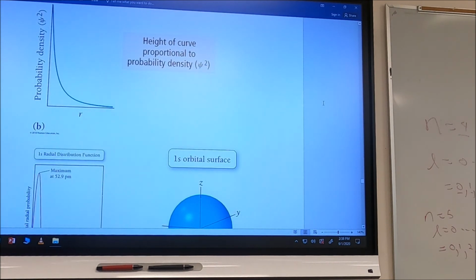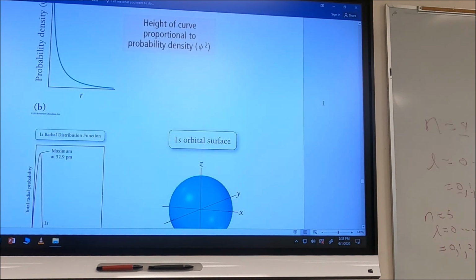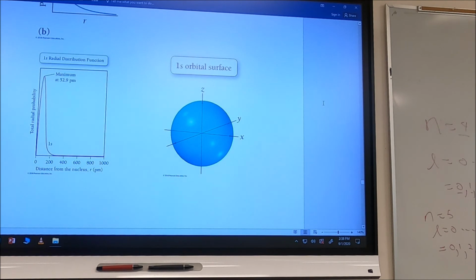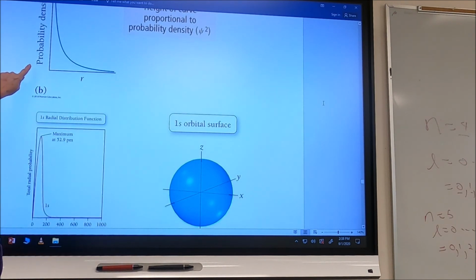Okay, now when we talk about shapes, the first one we're going to talk about is when L equals 0. When L equals 0 and we've got the S subshell, we're talking about an S orbital. And let's look at probability density.